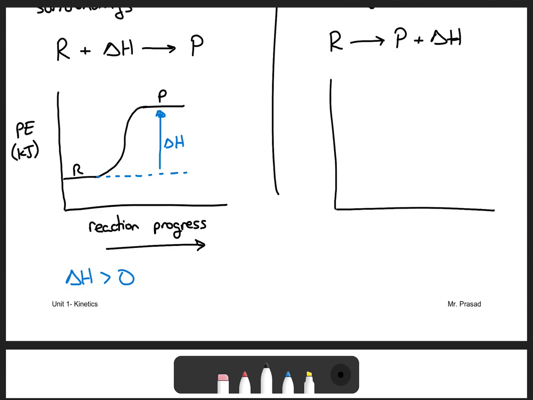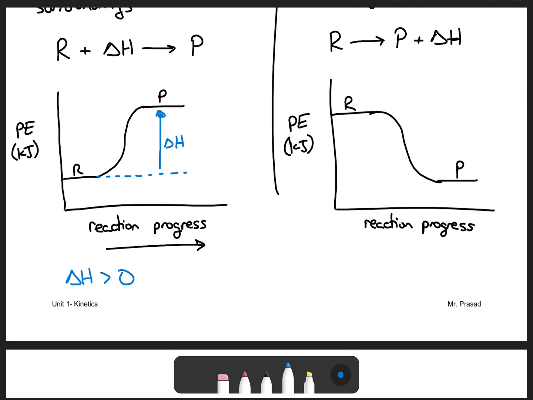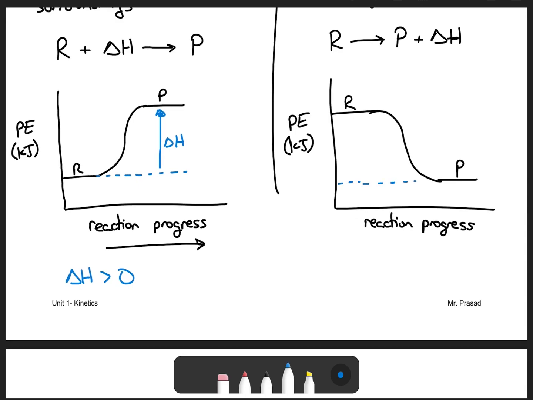For the exothermic case, we have again potential energy in kilojoules, reaction progress, reactants, products, and in this case, our delta H is going to be releasing energy, and here our delta H is going to be less than 0.